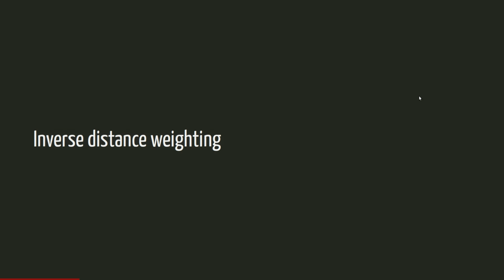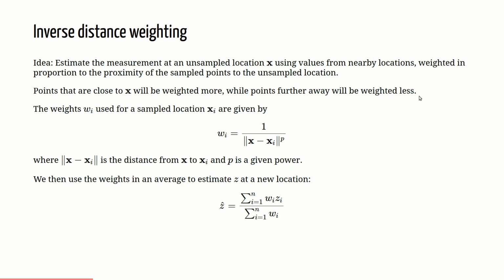Okay. So the first method we'll look at is inverse distance weighting. The idea being that we can estimate the measure at a new location, x, using values from nearby locations, and we weight them in proportion to the proximity, right? So observations that are close to the new location that we want to interpolate to, we will weight them more than observations that are further away.